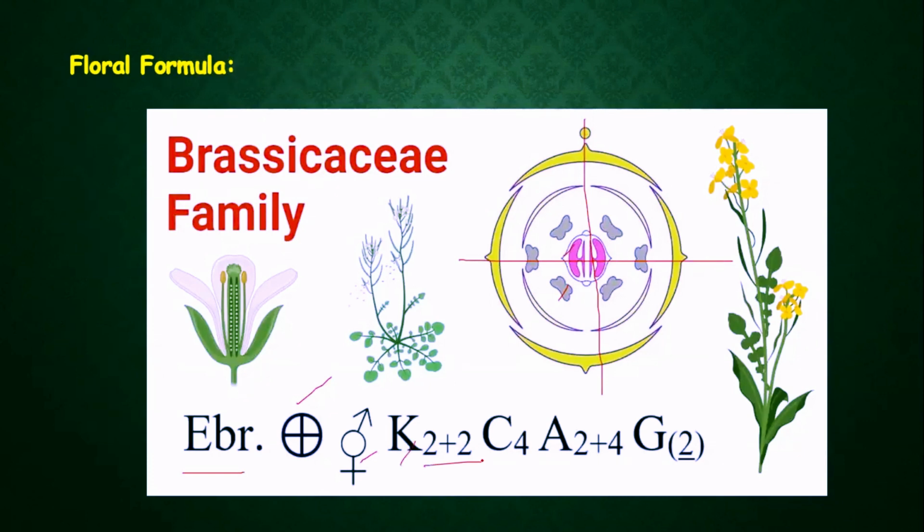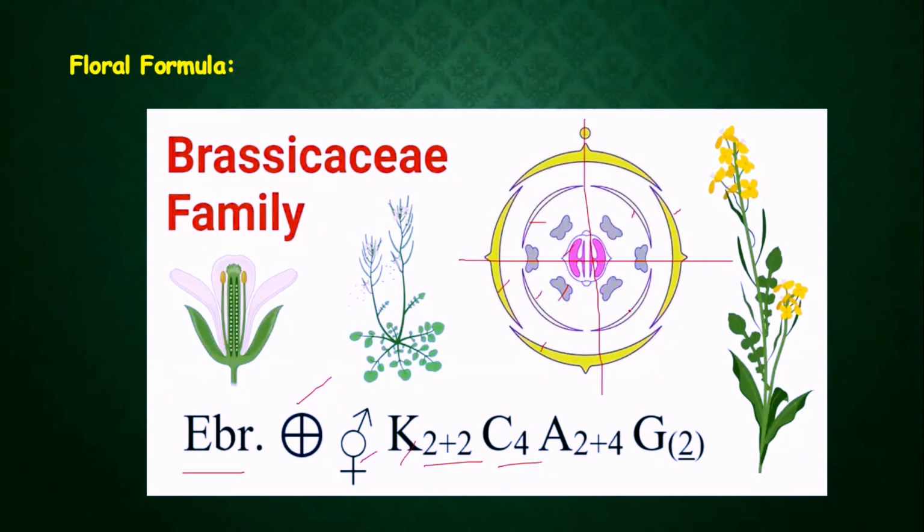Calyx consists of 4 sepals. This one is a sepal. Four sepals are arranged in two whorls. Two sepals are arranged in the outer whorl, two sepals in the inner whorl. The sepals are free from one another, so it is called polysepalous. Imbricate estivation. Corolla, see this one is corolla, the second whorl of the flower.